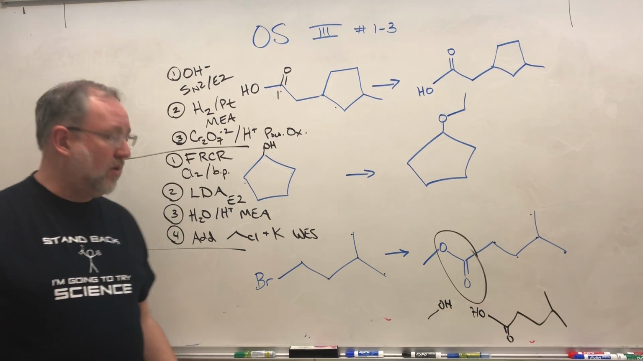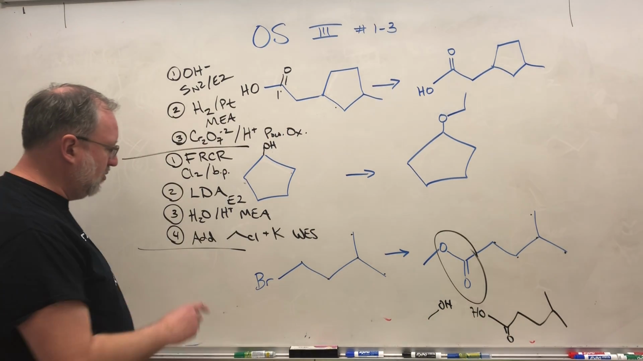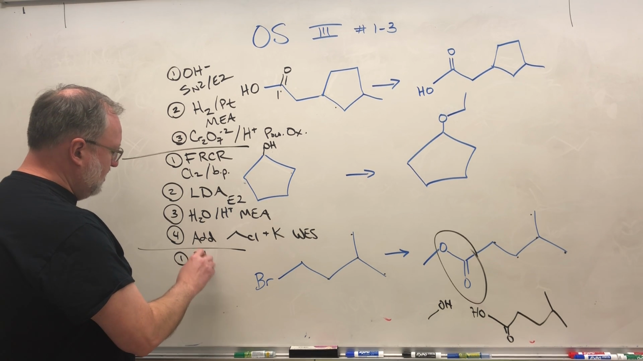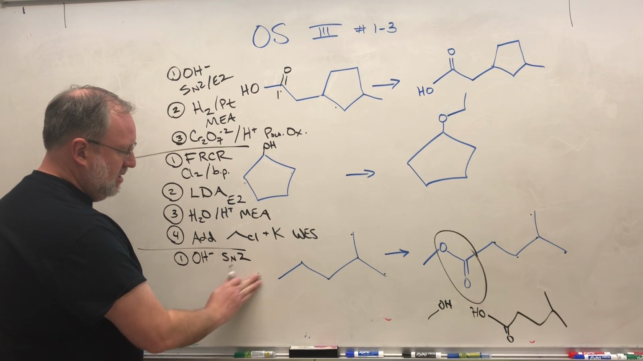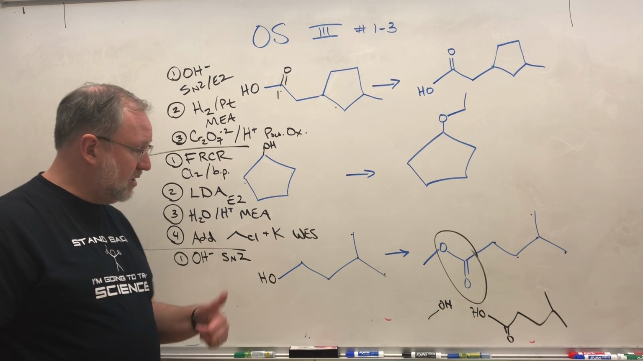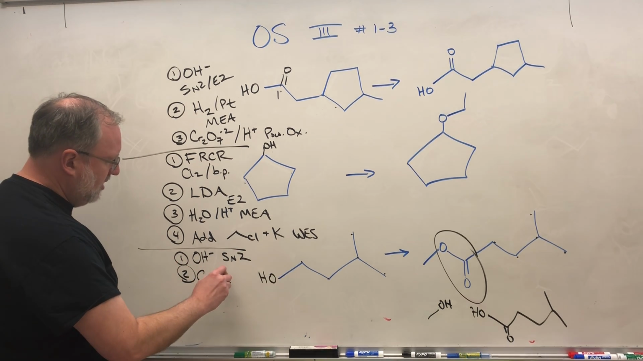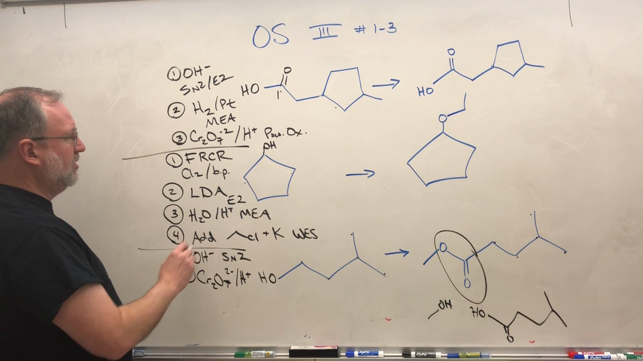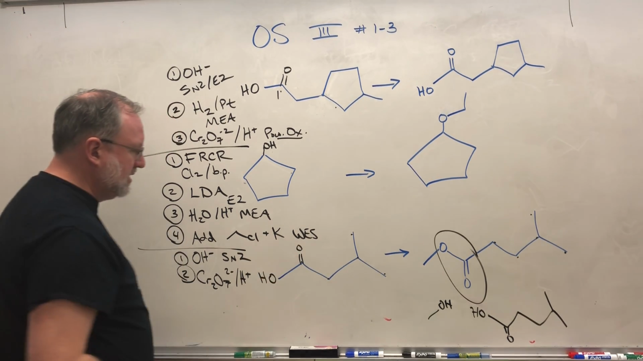All right, so that's where I'm going. I need to convert this into this. So step 1, I'm gonna make that into an oxygen group with a little OH minus. That's some SN2. That makes this an alcohol. So far, so good. Now we gotta oxidize the heck out of this with dichromate and H+. Once again, that's powerful oxidation. Bam, that gets us that.